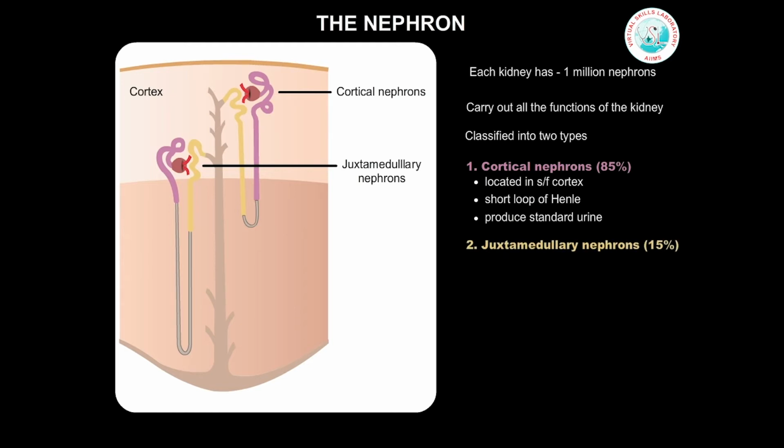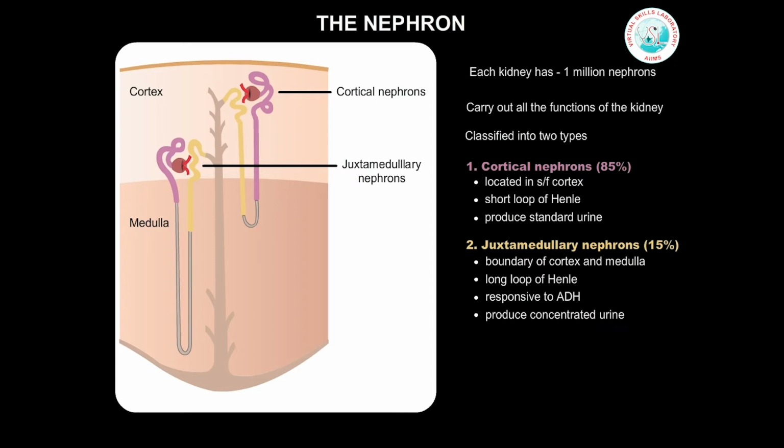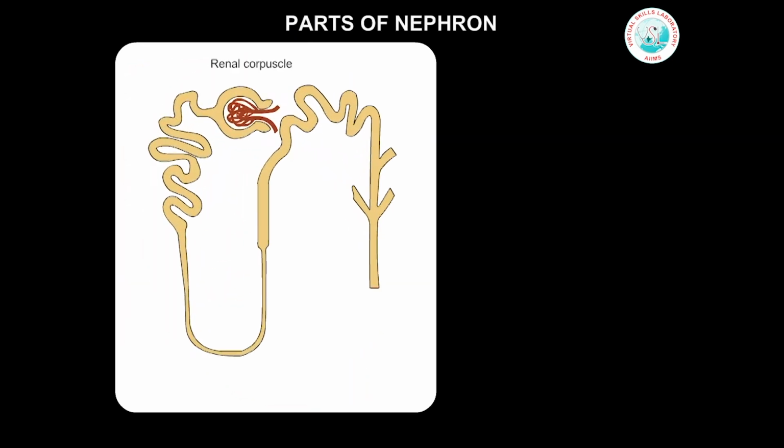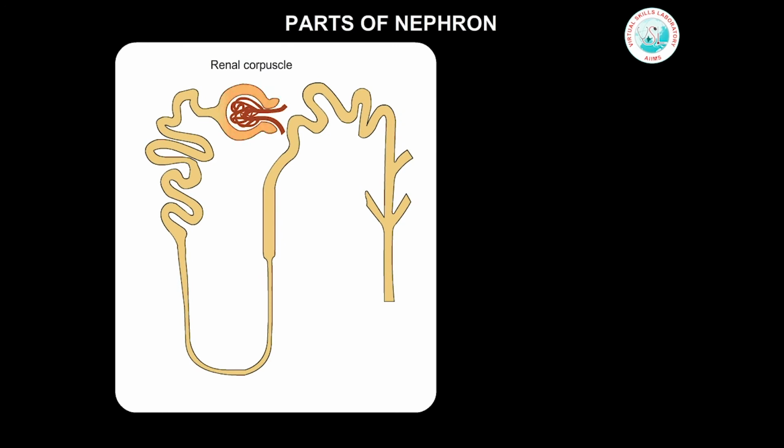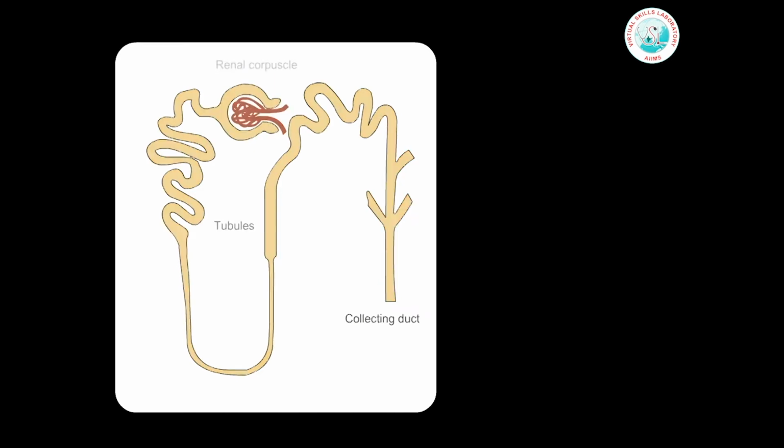The remaining 15% are the juxtamedullary nephrons. These are found at the boundary of cortex and medulla. They have long loop of Henle that extends deep into the medulla. They are responsive to ADH, that is antidiuretic hormone, and thus produce concentrated urine and are closely associated with vasa recta. The nephron is composed of the renal corpuscle, which is the filtration unit, the tubules, which perform reabsorption and secretion, and the collecting ducts, which are involved in concentration and excretion of urine.